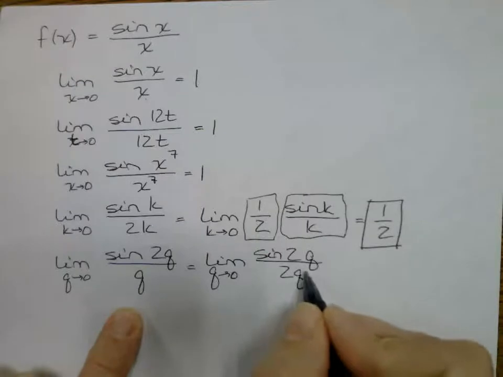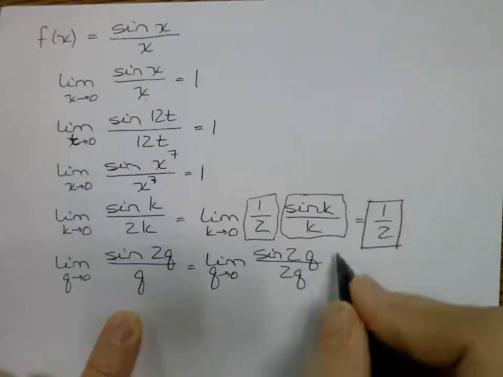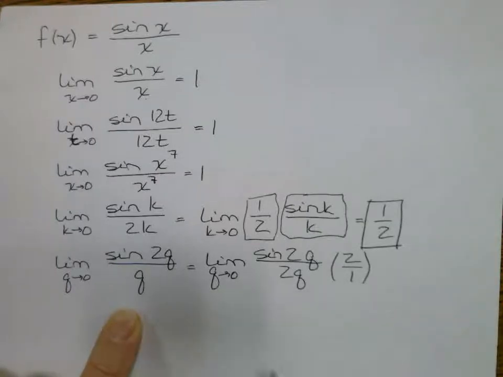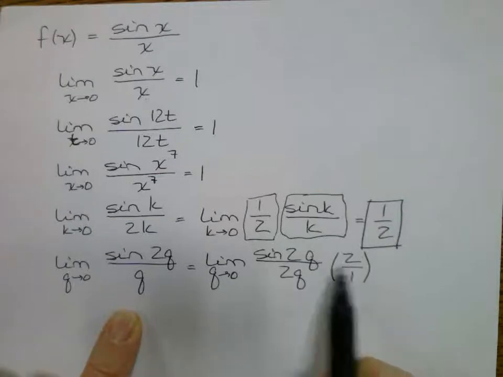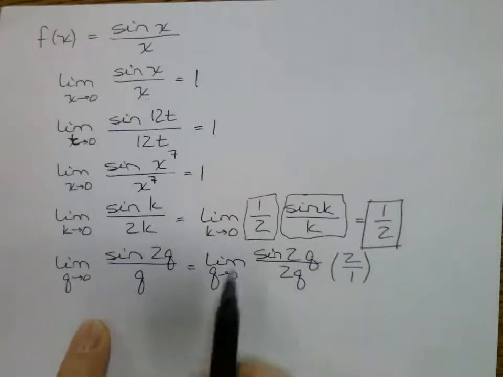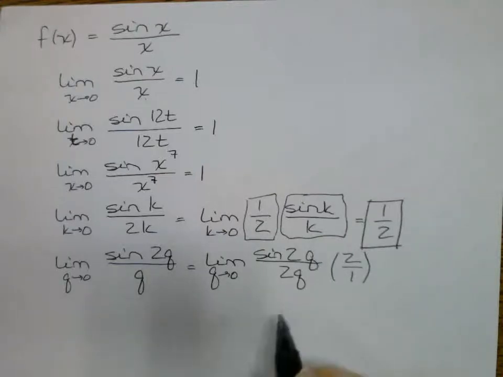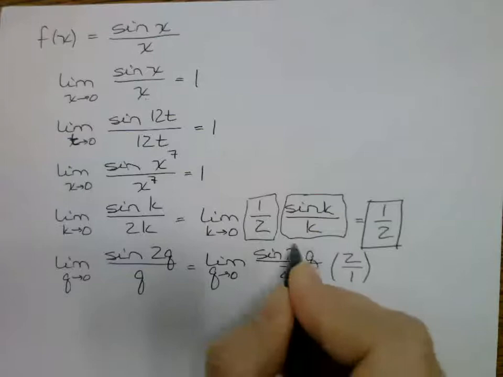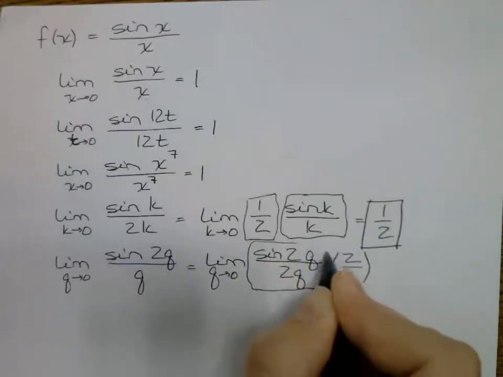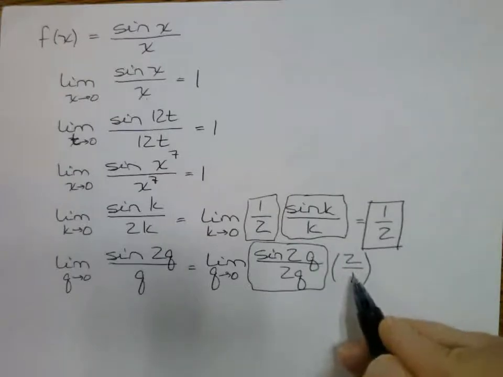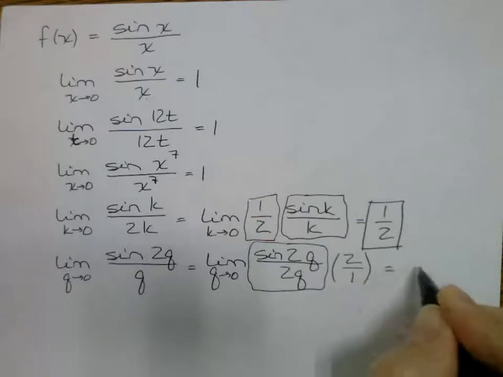Well, in order to make this back into the original function, I can multiply it by 2, or 2 over 1 if you want. Now when I multiply sine 2q over 2q times 2, my 2's divide away, and all of this put together really is the same thing that I started with. But I know that the limit as q approaches 0 of sine 2q over 2q is 1. The limit as q approaches 0 of a constant is itself. So for this limit here, I have 1 times 2 is 2.